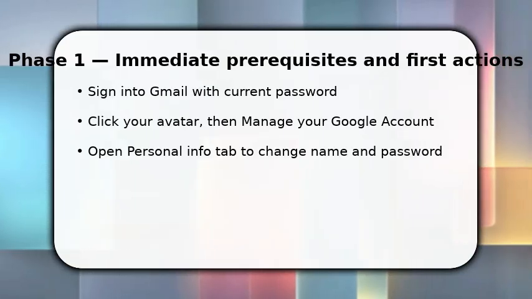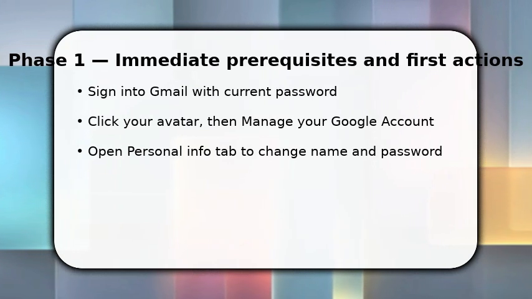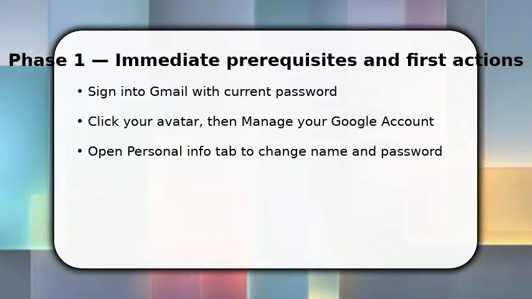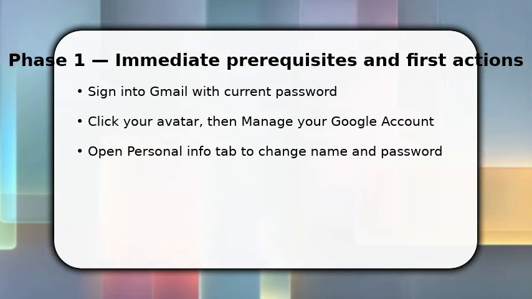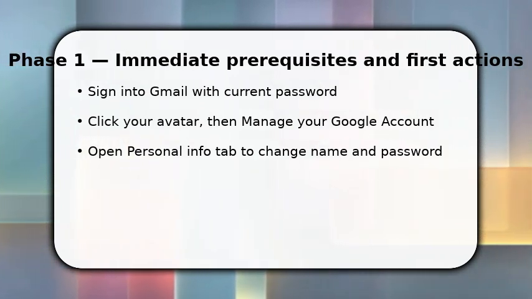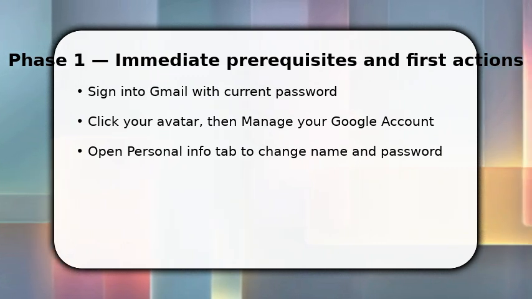You begin by signing into Gmail. This verifies your identity. Once signed in, click your profile picture in the top right, then choose Manage your Google account. Make sure you are on the Personal Info tab. This is where name and security live.